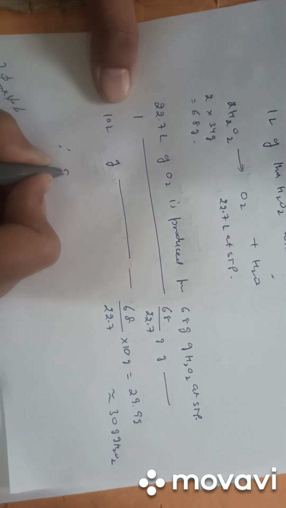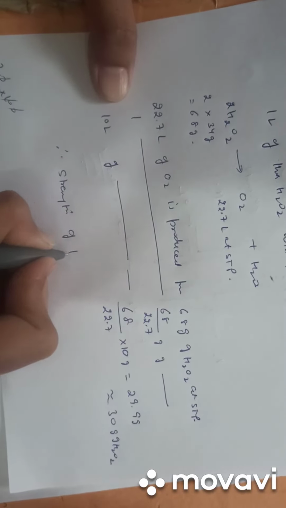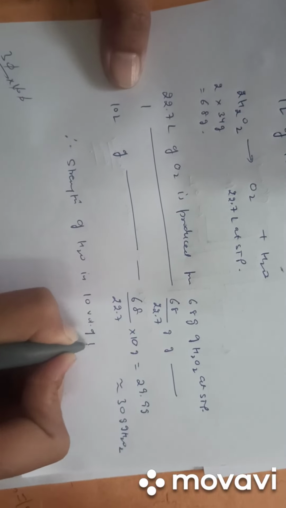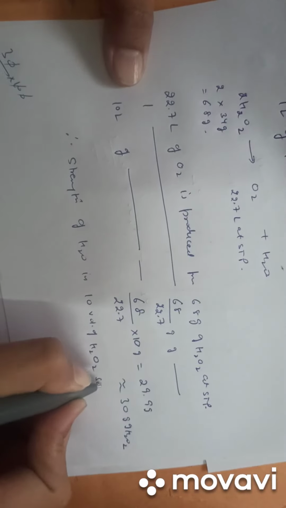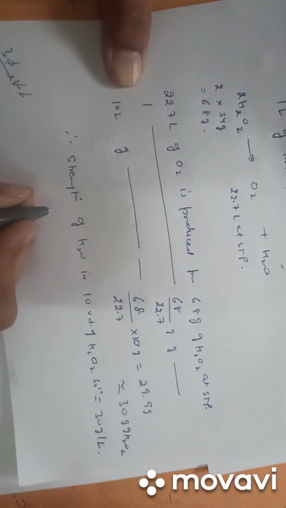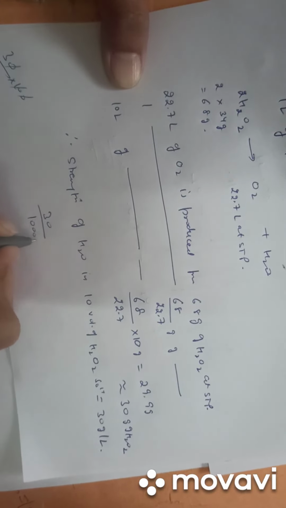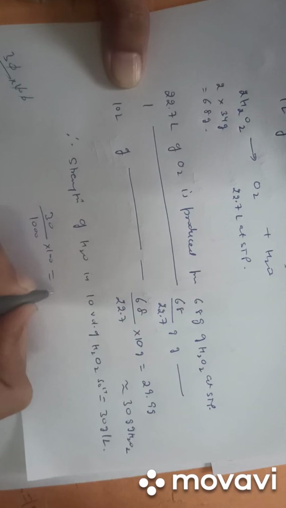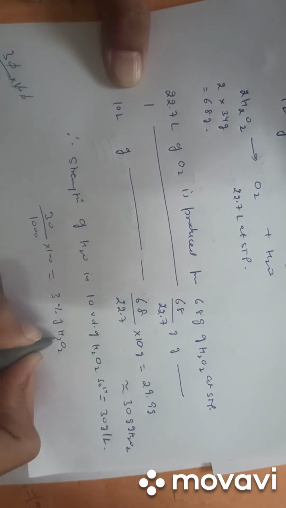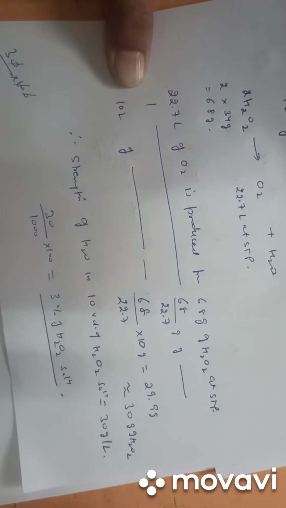Therefore, the strength of hydrogen peroxide in 10 volume of H2O2 solution is equal to 30 gram per liter. And if you find its percentage, it becomes 30 upon 1000 into 100, which is 3% of H2O2 solution. Thank you.